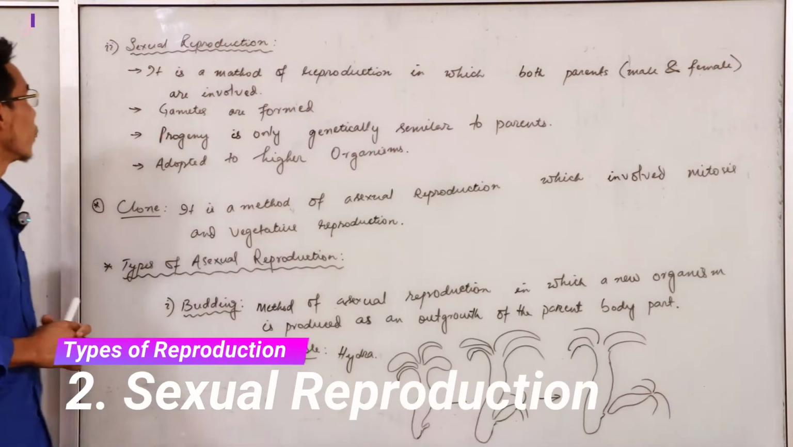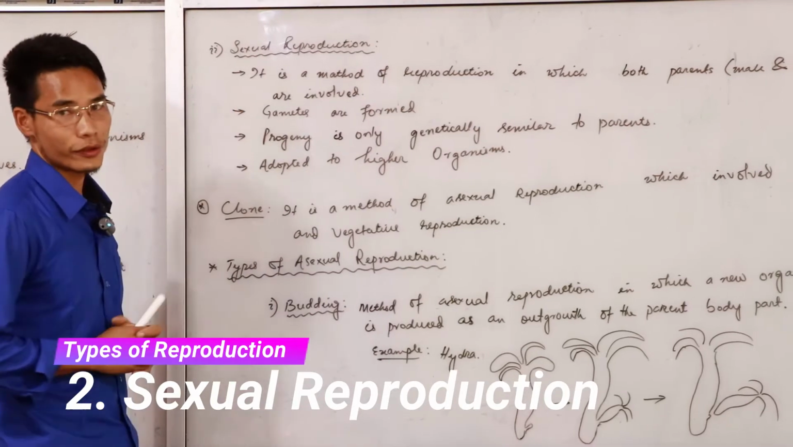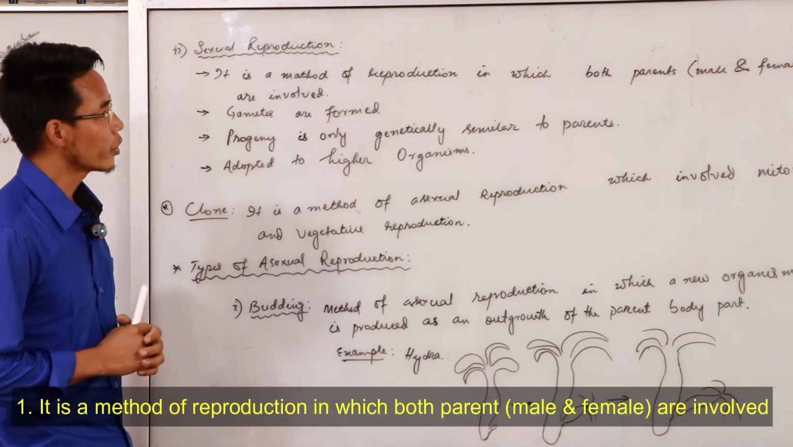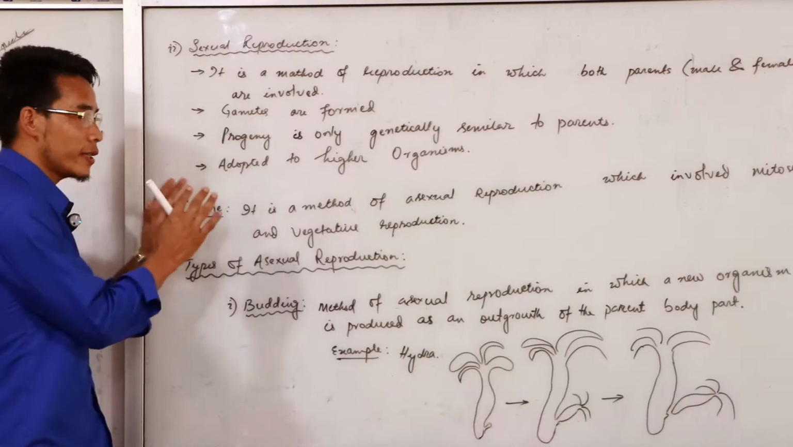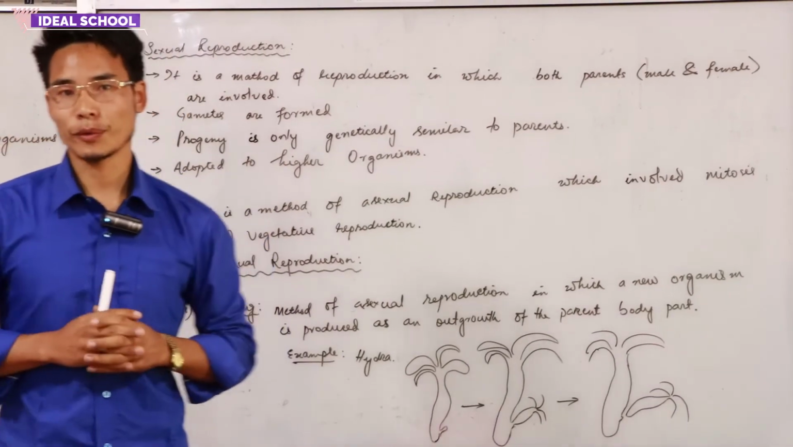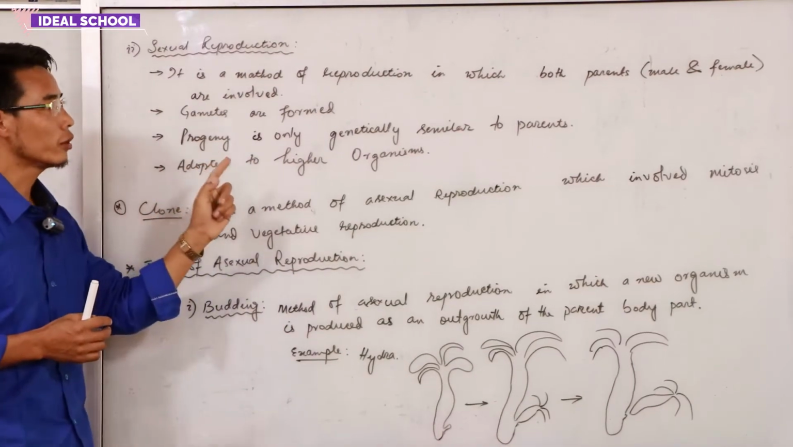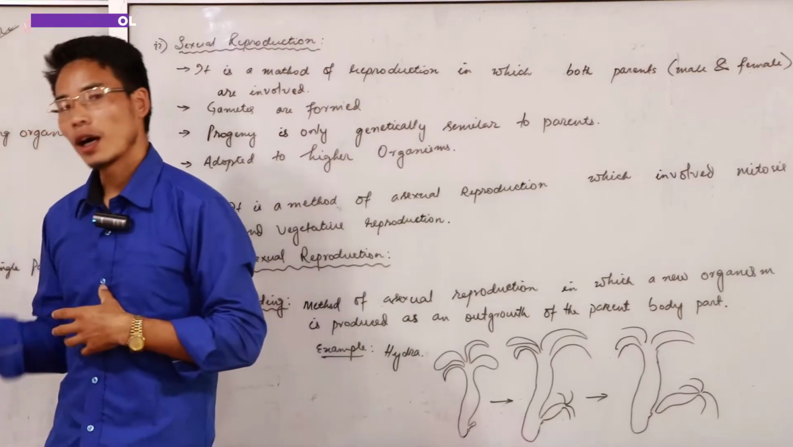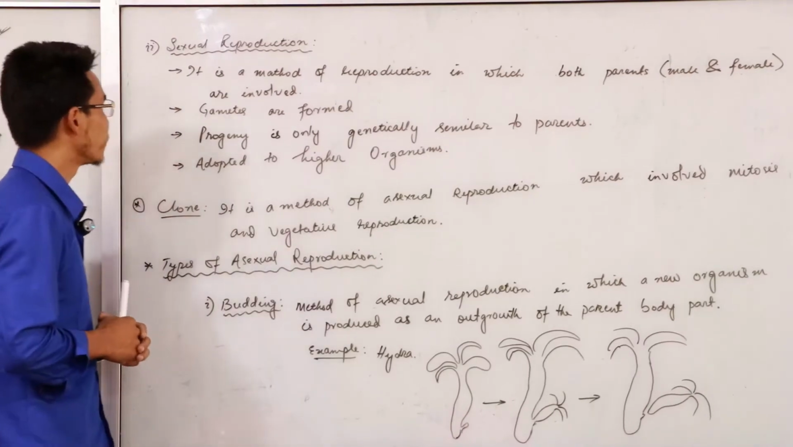Okay, now we will discuss the second type of reproduction, that is sexual reproduction. Sexual reproduction is a method of reproduction in which both parents, male and female, are involved. Sexual reproduction is different from asexual reproduction. The main difference is that in sexual reproduction, two parents are involved, male and female, and in asexual reproduction, only a single parent is involved.